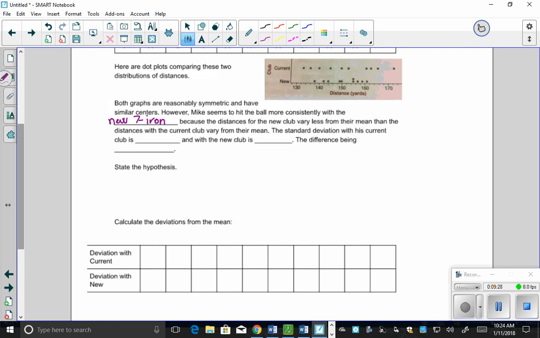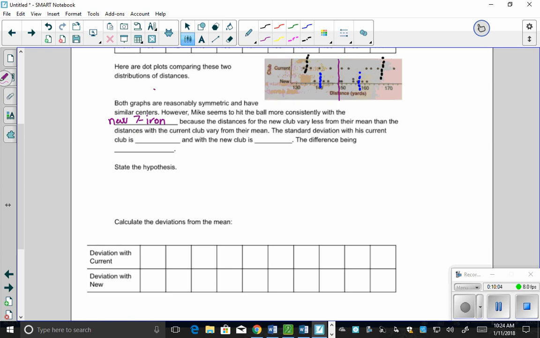varies from their mean. So if my mean is maybe somewhere around here for both numbers, my standard deviation for this one, for the bottom, is going to be somewhere right here to here, while the standard deviation for the top is up here, close. Remember, the bigger the standard deviation is, the less consistent they are.